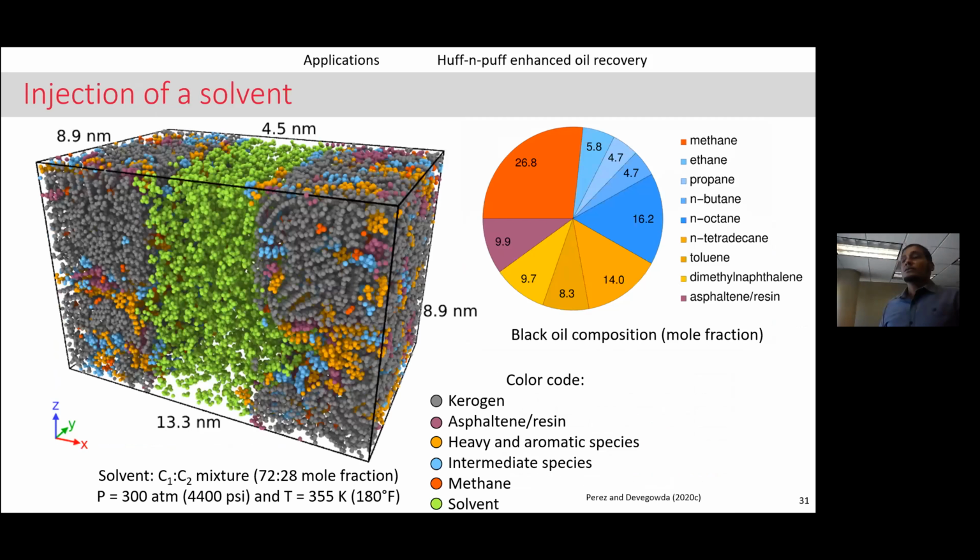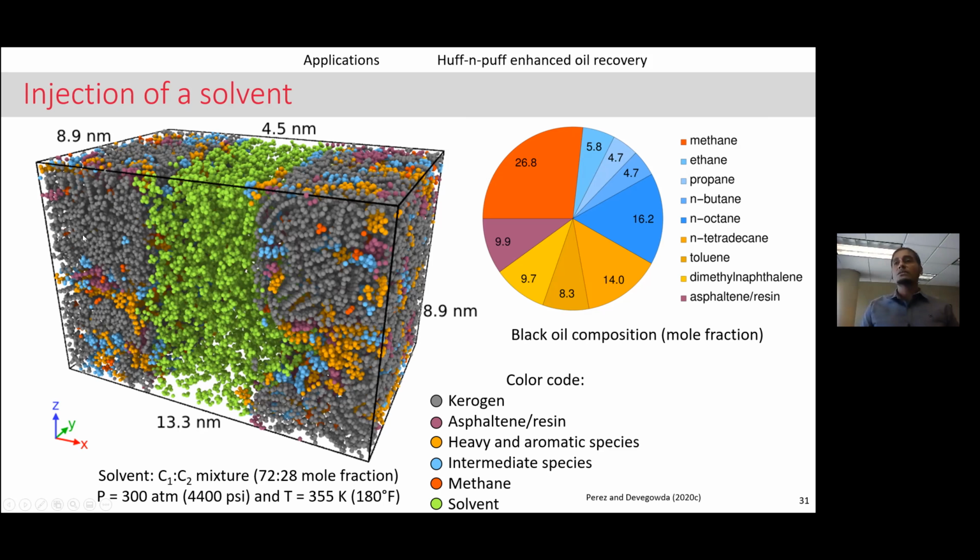Good. So we want to see what we can recover if we were to inject a solvent, and how it would be recovered. One of the things that we did for a company was model this process. They were interested in knowing what their produced gas would do. Their produced gas, fortunately, had a C1, C2 ratio of about 70 to 30. And they wanted to see what would happen with that solvent, what hydrocarbon species would be mobilized, and how much of it would be mobilized.